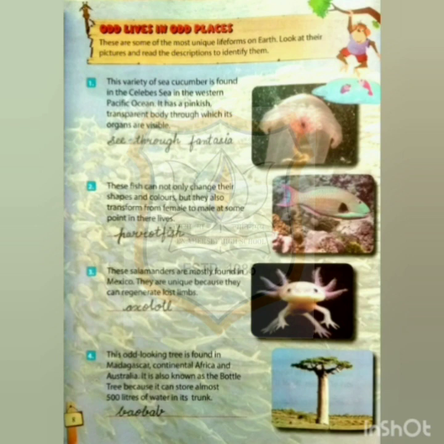Number 1. This variety of sea cucumber is found in the Celebes Sea in the western Pacific Ocean. It has a pinkish transparent body through which its organs are visible. You can see the picture of a sea cucumber here, and in the picture you can see its body organs, they are visible.